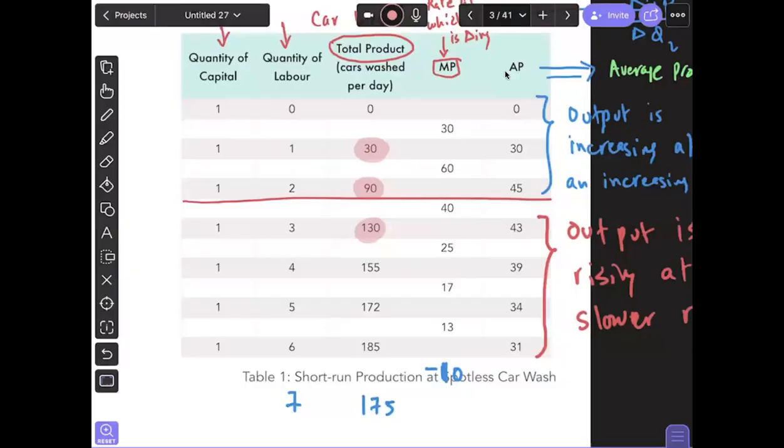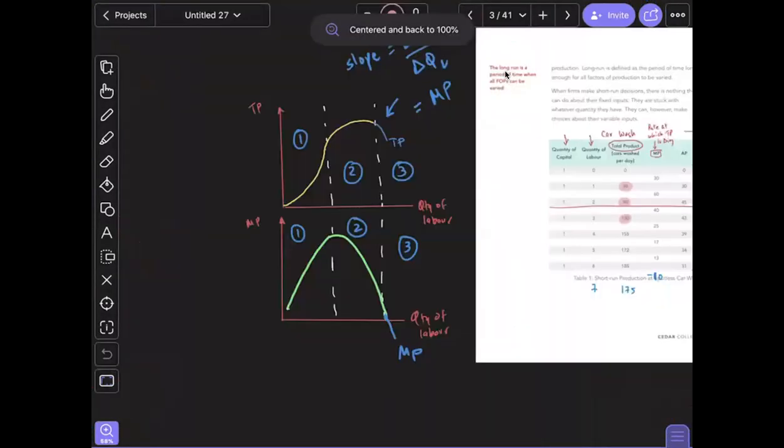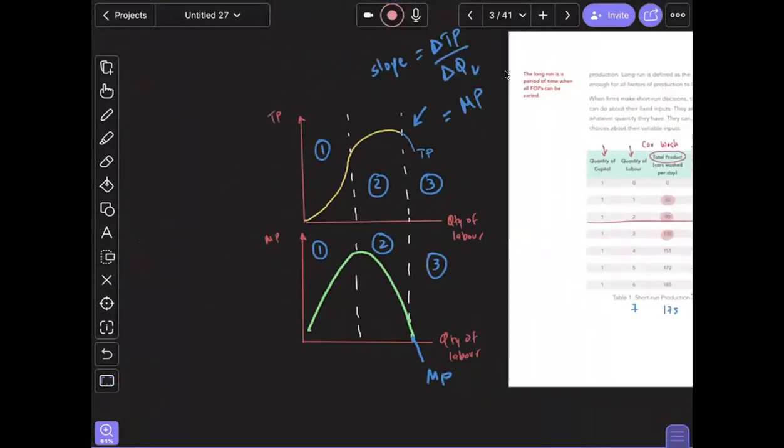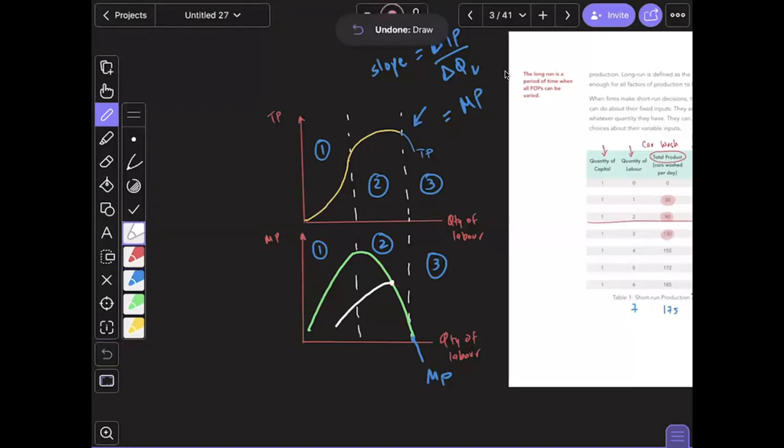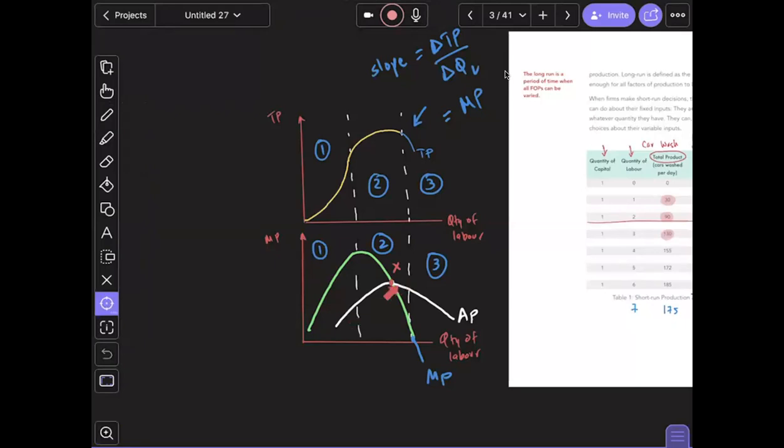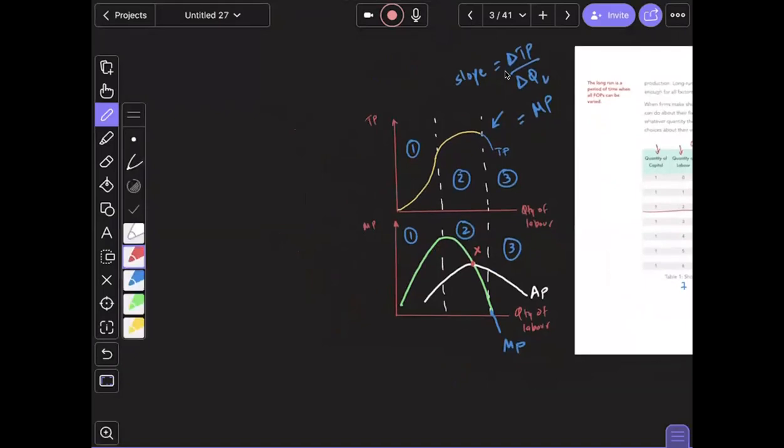So guys, about AP, if I draw the diagram, let's just put AP here in this diagram. AP is just like this. AP rises, and as soon as it meets MP, AP starts to fall. Let's call this point X. So AP rises and then AP falls.